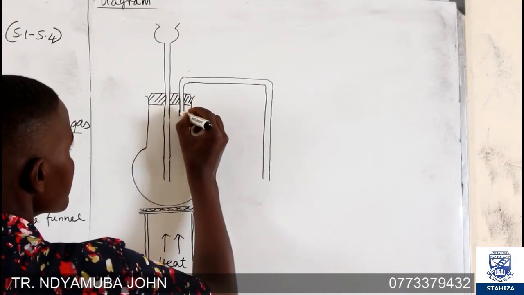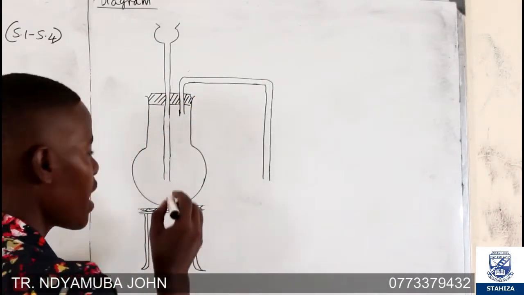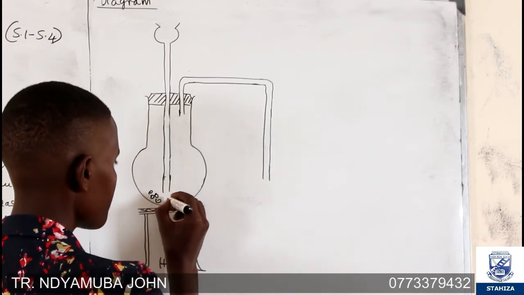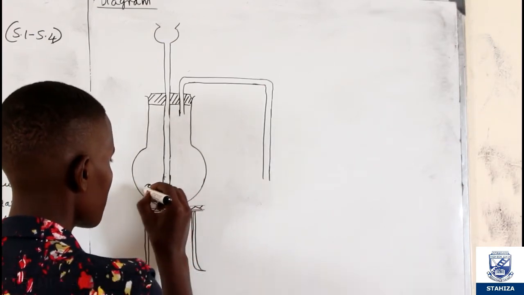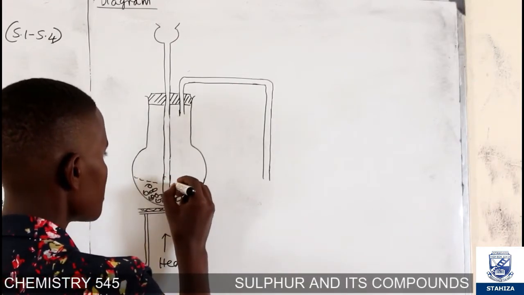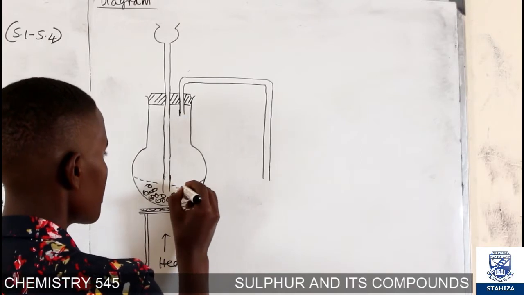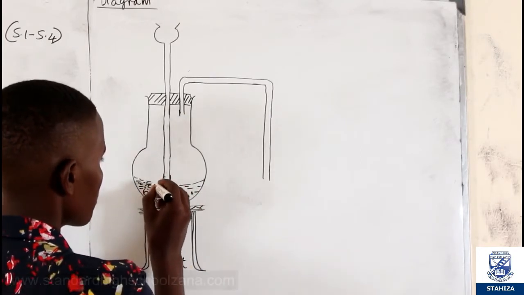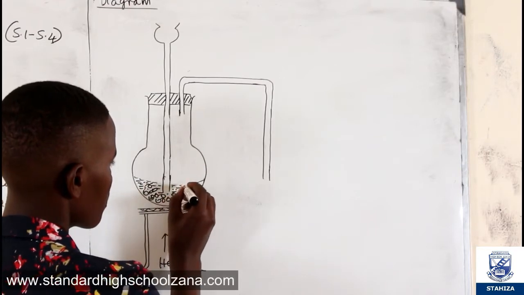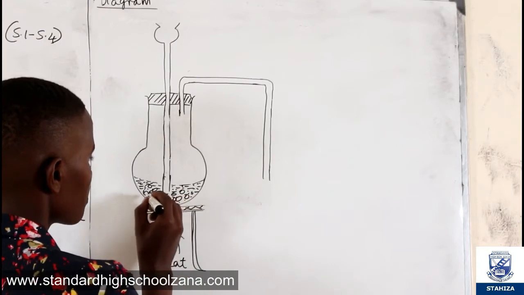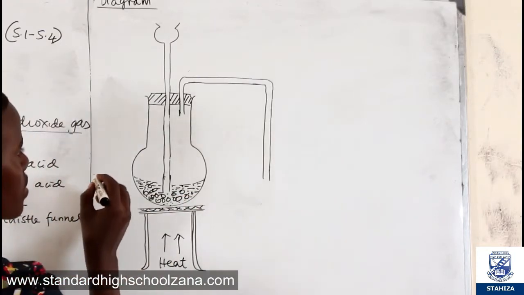You need to cook that. Now we have a mixture. We have our sodium sulfite, then the acid also finds its way through the dropping funnel. The acid also finds its way through that.